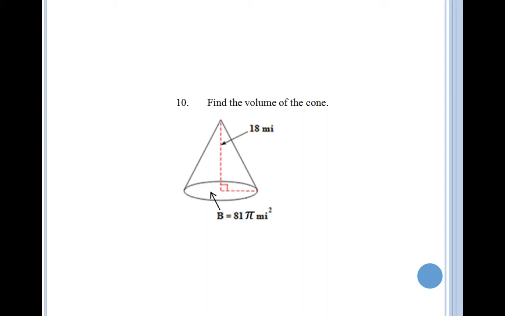Okay, next one, I want you guys to do this one by yourself. So you know what the formula is by now. If you don't, go back, look in your notes. It gives you the area of the base and it gives you a height. Plug them in. Pause this video. Try it by yourself. We're gonna come back together.